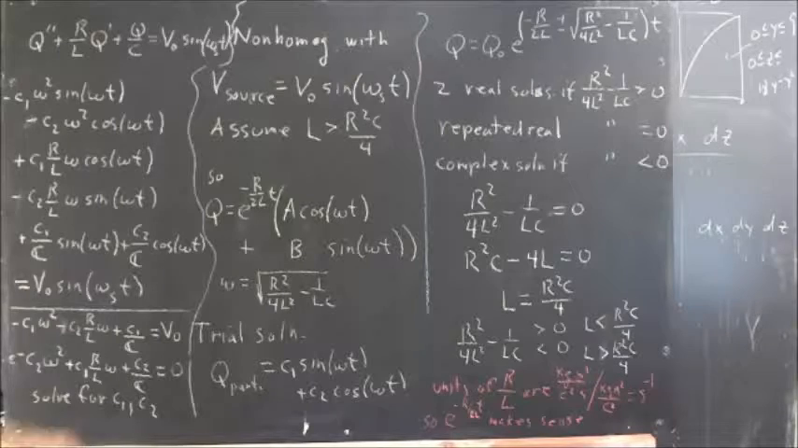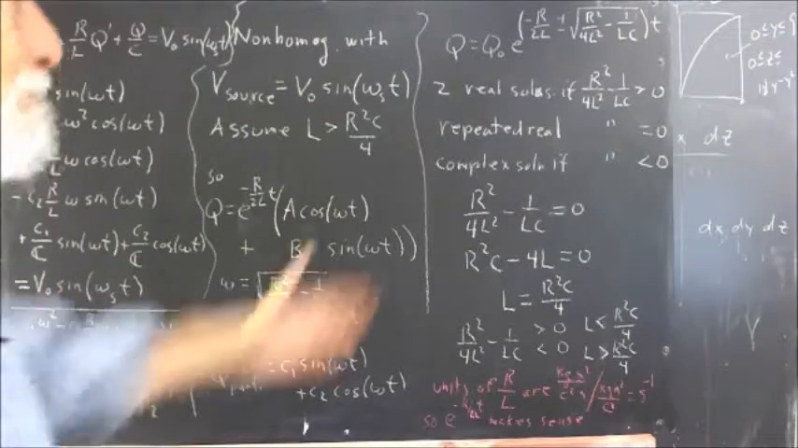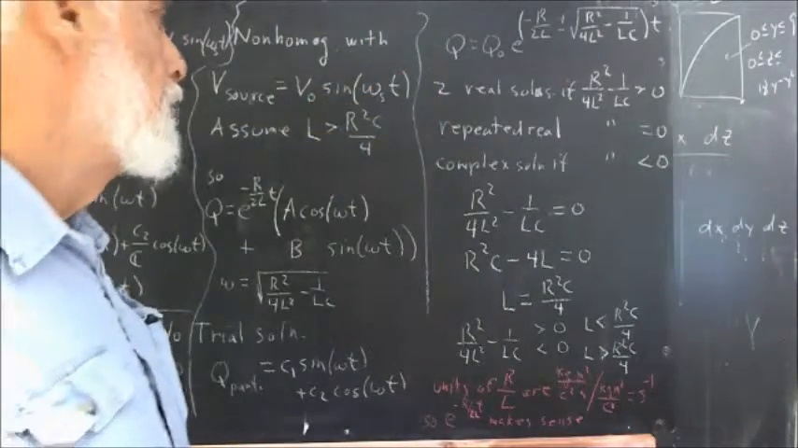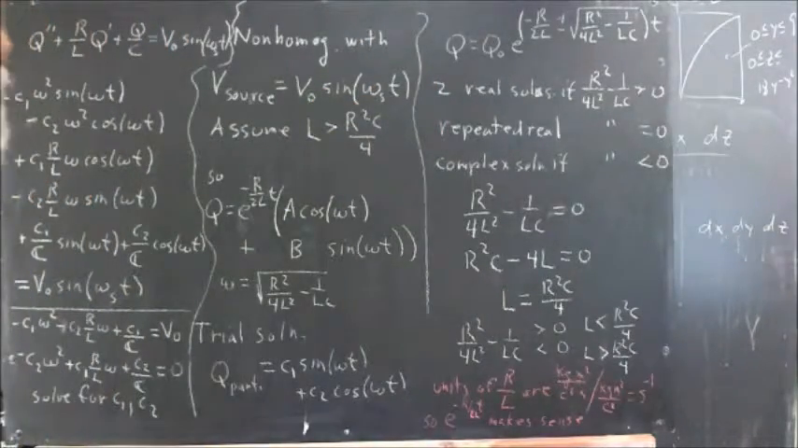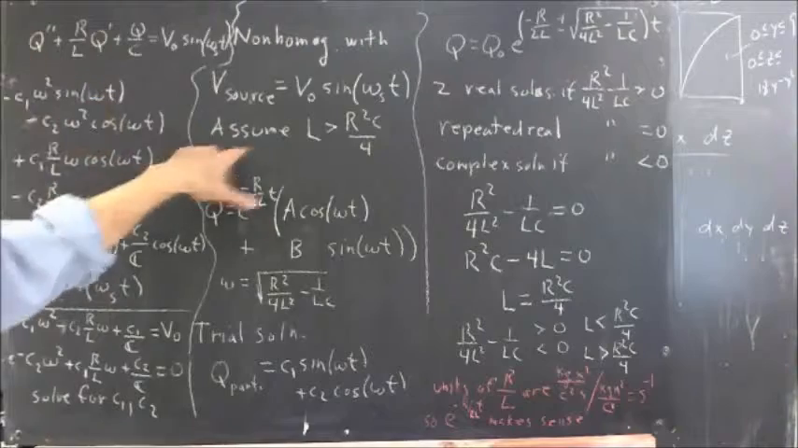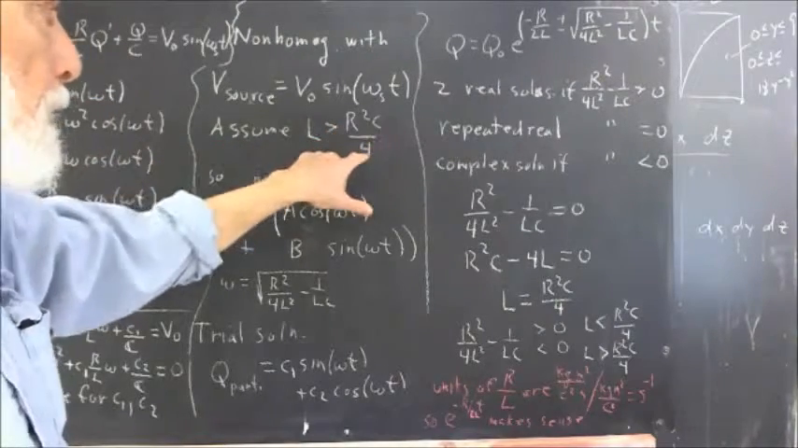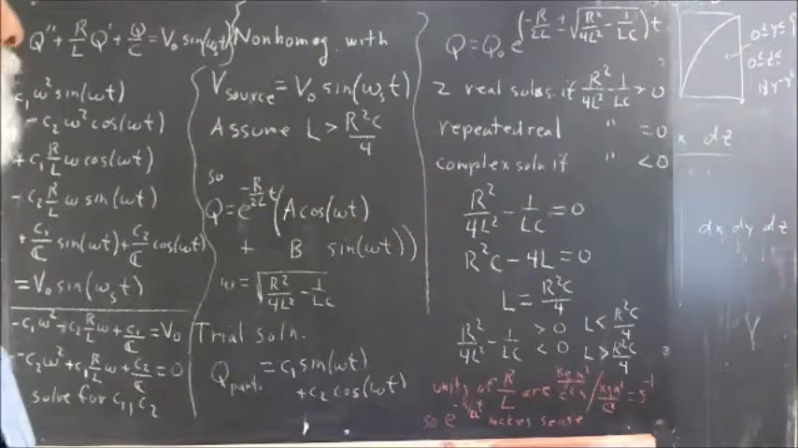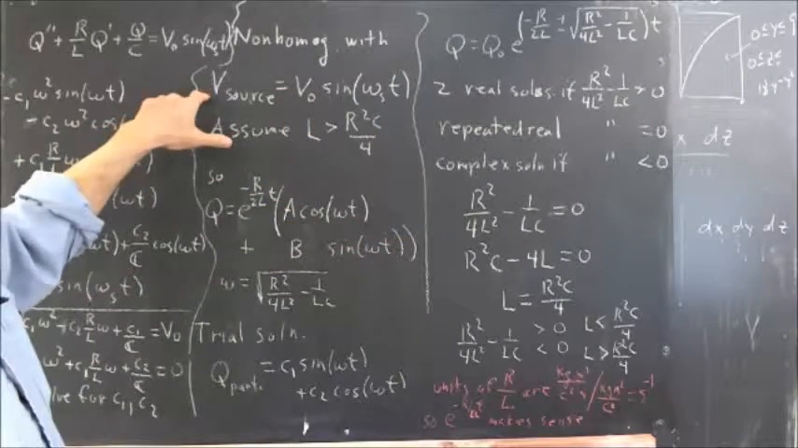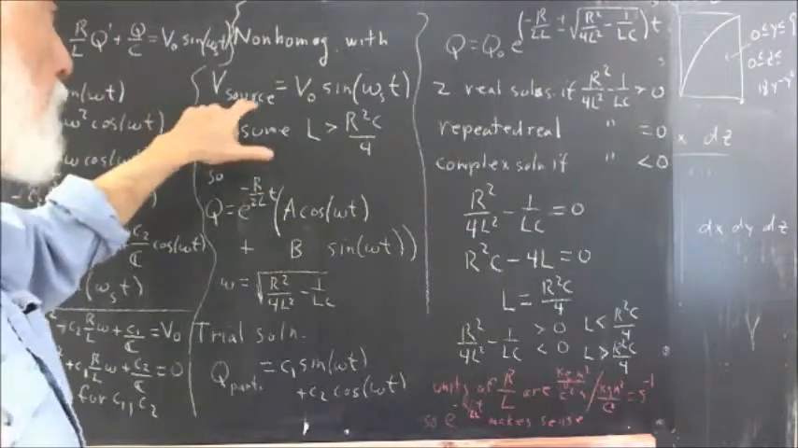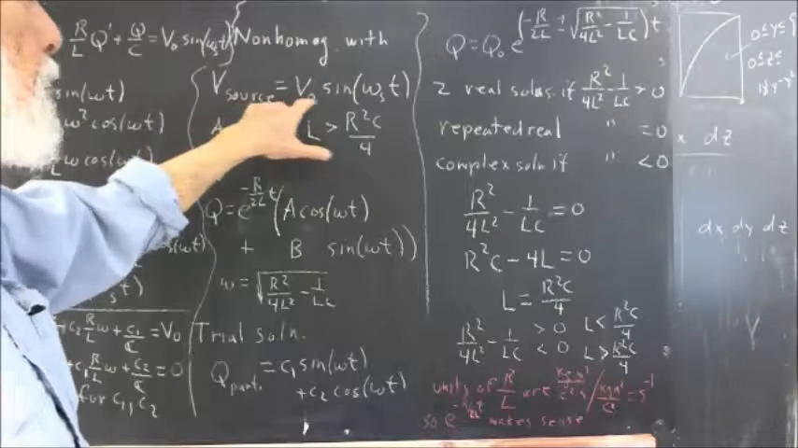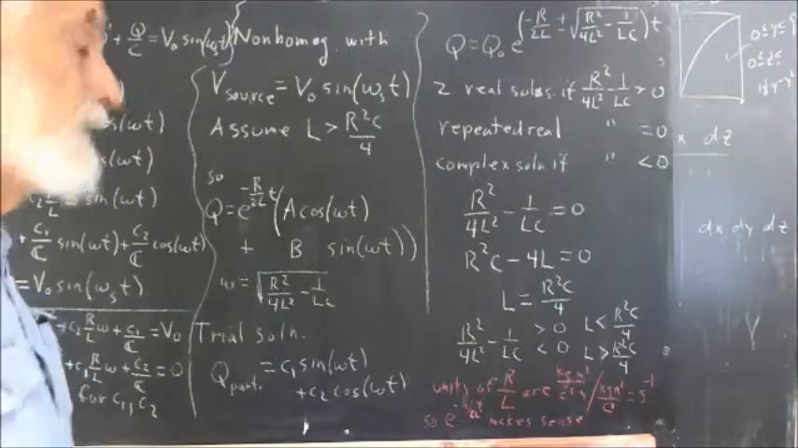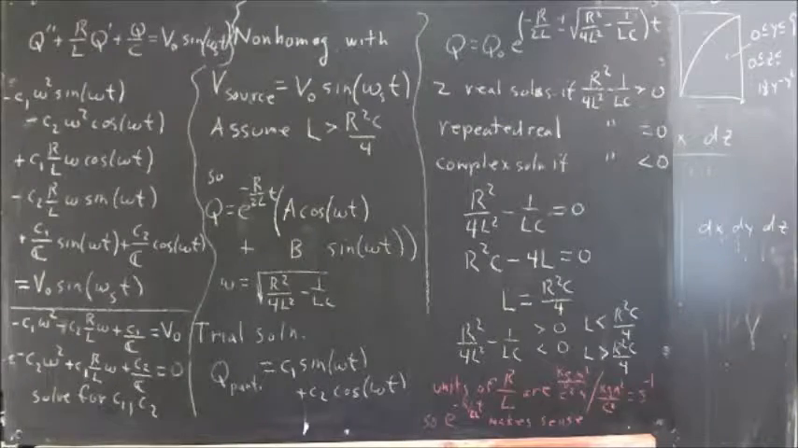Okay, so now there's our detail of the types of solutions. What I want to do is assume that L is greater than R squared C over 4, sufficient to give us oscillatory behavior, and we're going to drive the system, the circuit, with the source V naught sine of omega S t. Now I'm going to stop here and just draw a little picture.